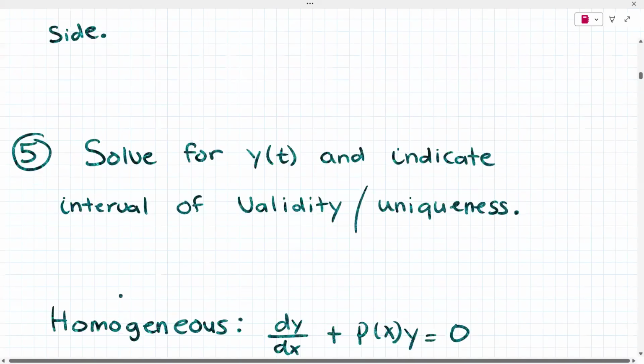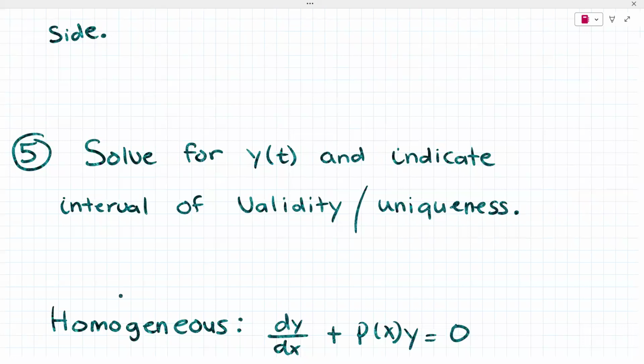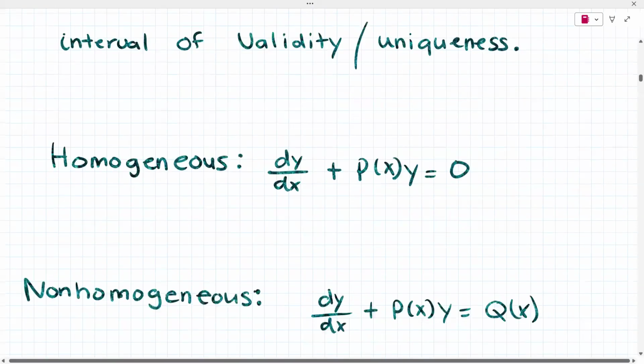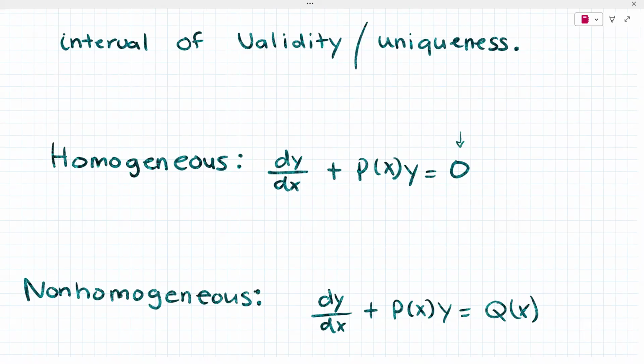Step 5, solve for y(t) and indicate the interval of validity/uniqueness. And you have two forms. You have the homogeneous form, basically when the right side is 0, and then you have the non-homogeneous form, when the right side is not 0.